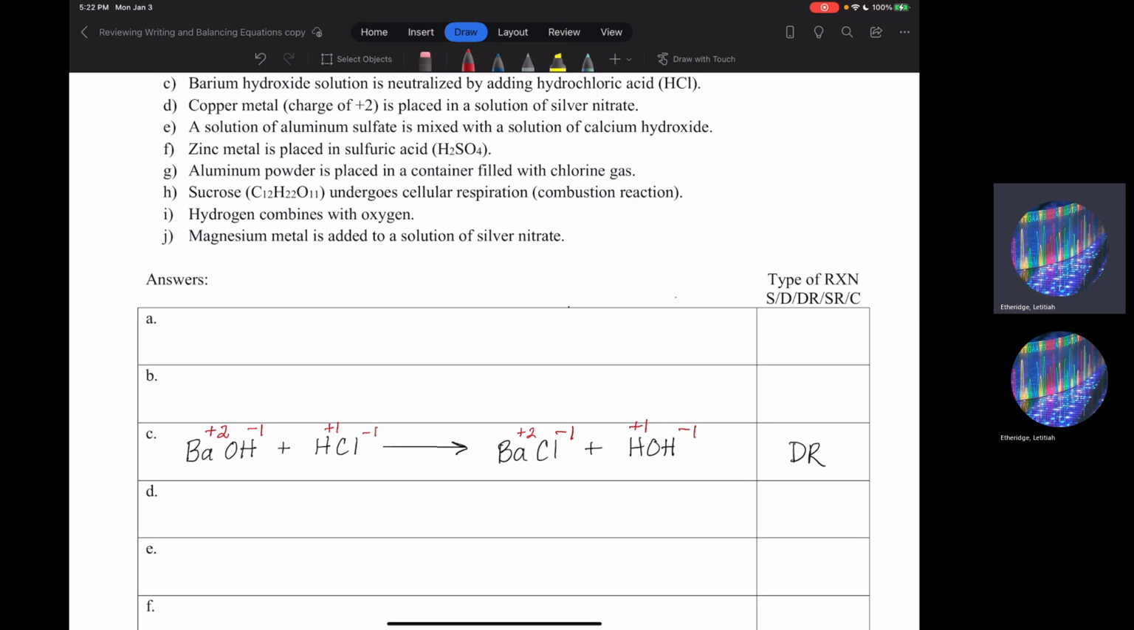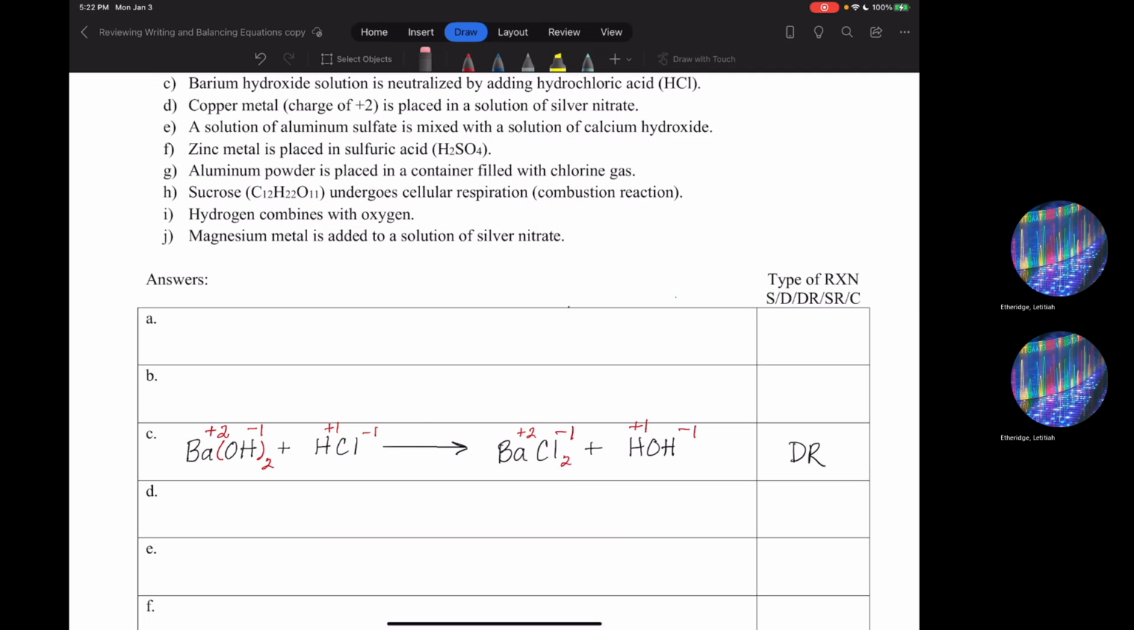Okay? So now what we need to do is we need to cross numbers and make sure our formulas are written correctly. So it is +2 for barium. That means that I need, excuse me, 2 hydroxides to balance it out. HCl is cool, +1, -1. Barium chloride, same situation. I need 2 chlorines to balance out barium. Please remember, it is not a polyatomic ion. That's why I did not put parentheses around it. And then, of course, we have hydrogen and we have hydroxide, and those are absolutely correct.